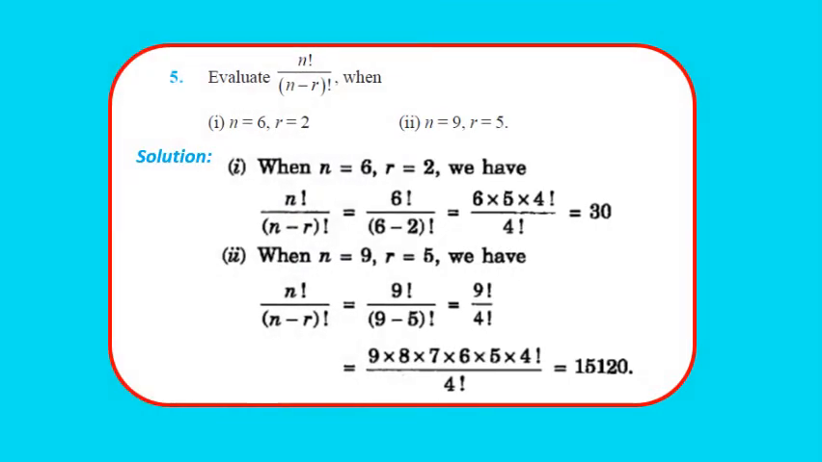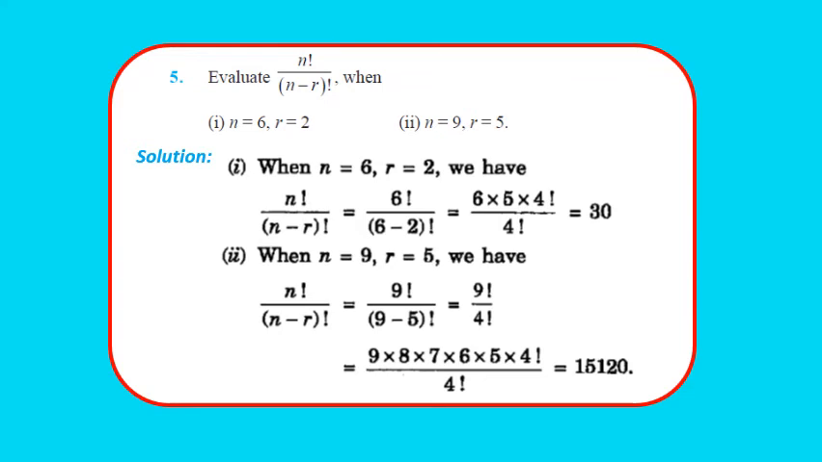Moving to question 5. Evaluate factorial n upon factorial n minus r when n equals 6, r equals 2, and n equals 9, r equals 5. So the first one is n equals 6, r equals 2. We have factorial n upon factorial n minus r equal to factorial 6 upon factorial 6 minus 2. So 6 into 5 into factorial 4 upon factorial 4. Now factorial 6 equals 6 into 5 into factorial 4.